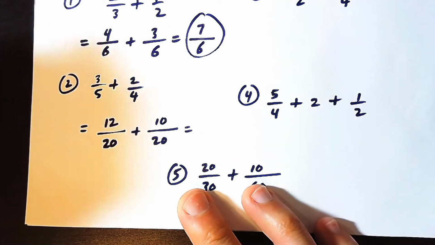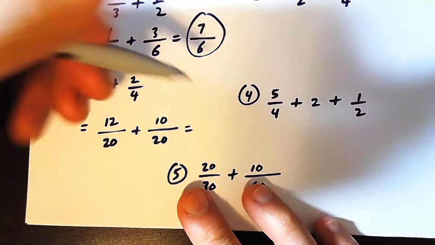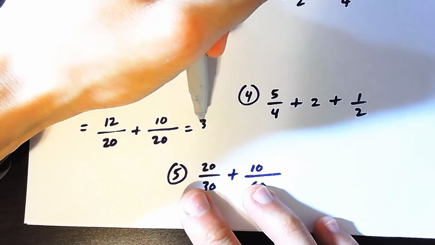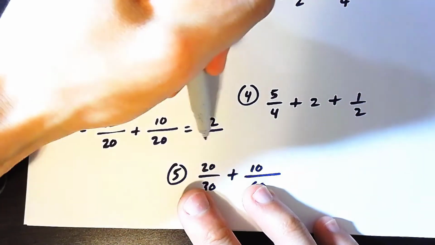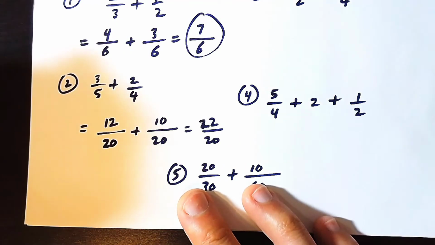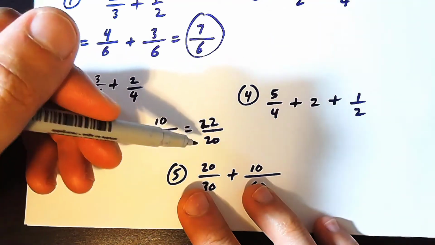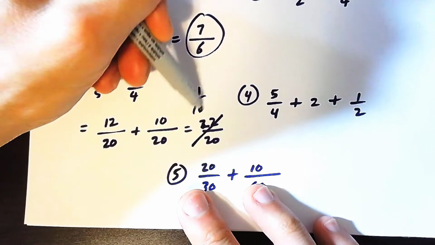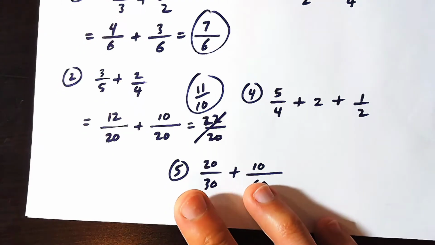So what we have here is 12 plus 10. It's going to be 22 over 20. And of course you can simplify any time. So you can divide top and bottom by 2. Same thing as 11 over 10. And there's our final answer.